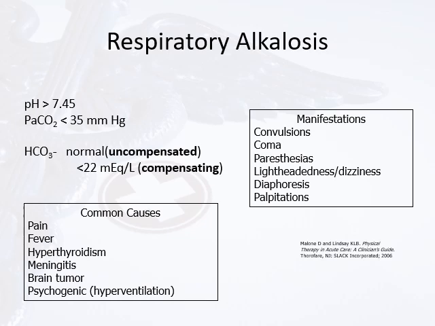Common causes for respiratory alkalosis include things that would increase your VE, like hyperventilation with pain, fever, hyperthyroidism, meningitis, some brain tumors, and some psychogenic hyperventilation when people are very anxious. It may manifest in multiple ways, including convulsions and coma. In lighter cases, it may just give people paresthesias or tingling sensations in their hands and feet, lightheadedness or dizziness, and it may precipitate diaphoresis and palpitations.